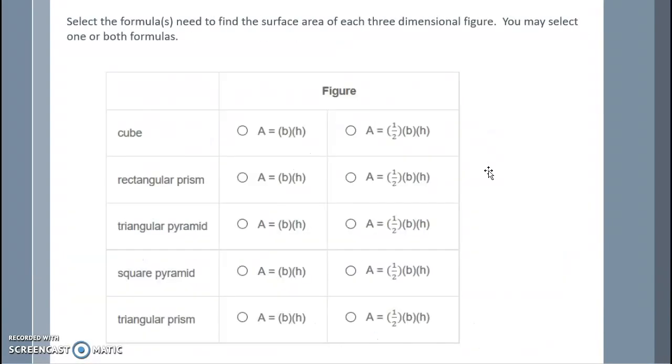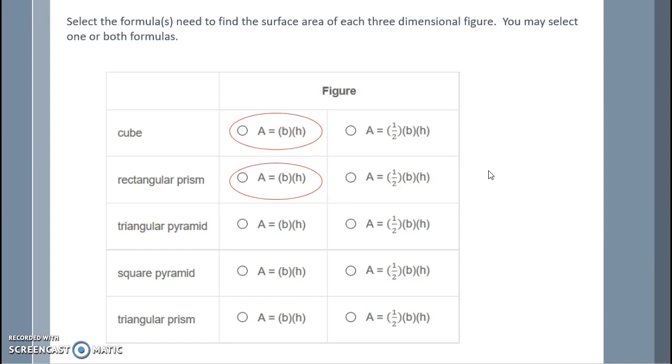Select the formulas needed to find the surface area of each 3-dimensional figure. You may select one or both formulas. Take a moment to pause the video and we'll talk about the results. A cube has all 4 sides, which are a square or a rectangle, so we would only need base times height. If we have a rectangular prism, we would also only need a base times a height because all of our sides would be squares or rectangles.